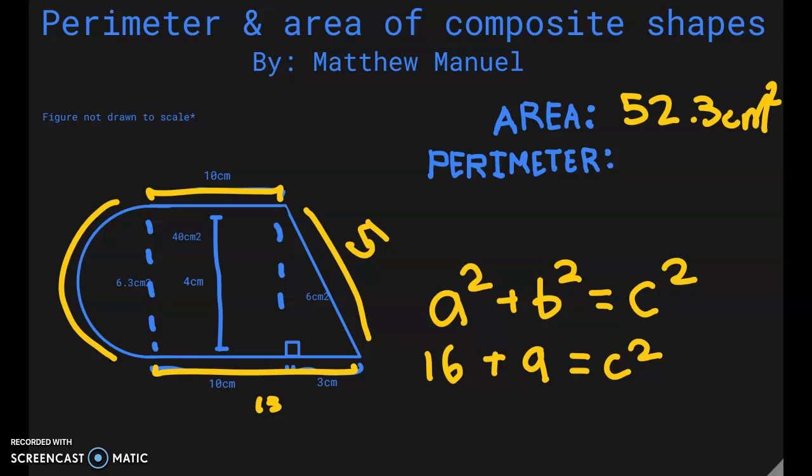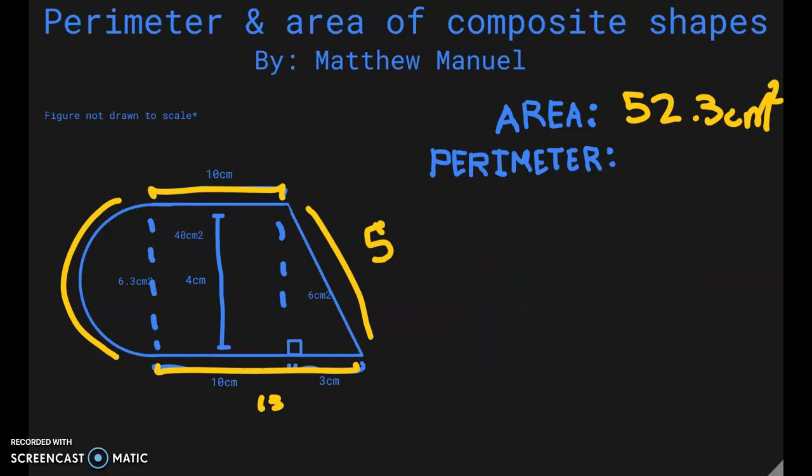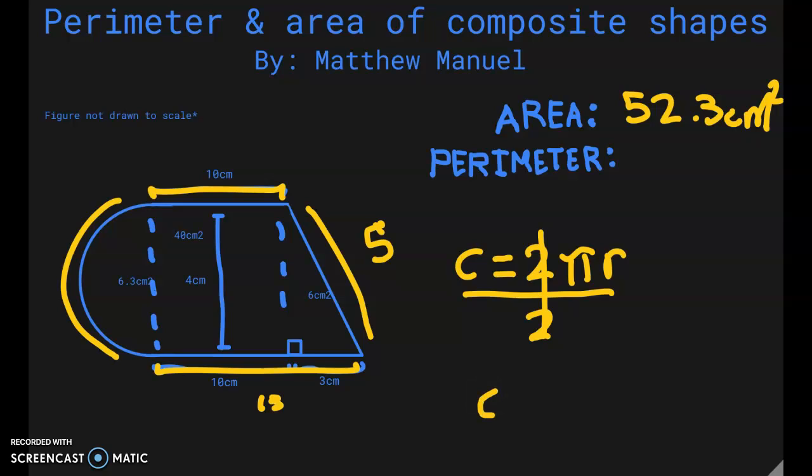Now, we need to solve for the arch. First we have to identify the circumference. So, we get the formula: circumference equals 2 times pi times r, or radius. But since we're dealing with a semicircle, we divide by 2, which cancels out both 2's. Now, we plug in our radius, which was previously 2. So, we get c equals pi times 2 to get, rounding to the nearest tenth, 6.3 as well.